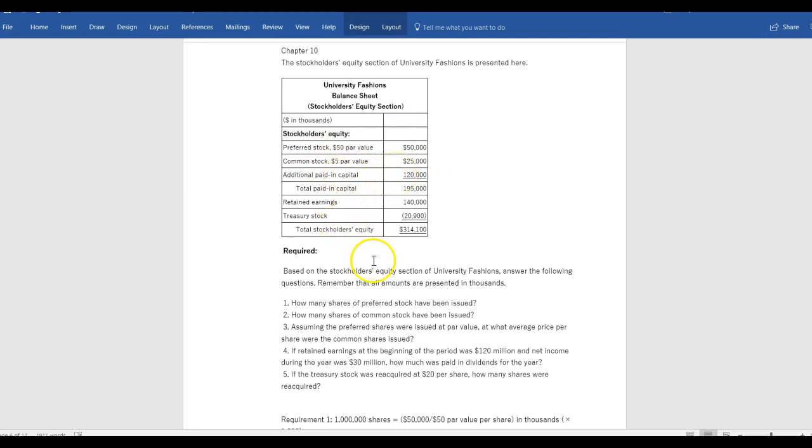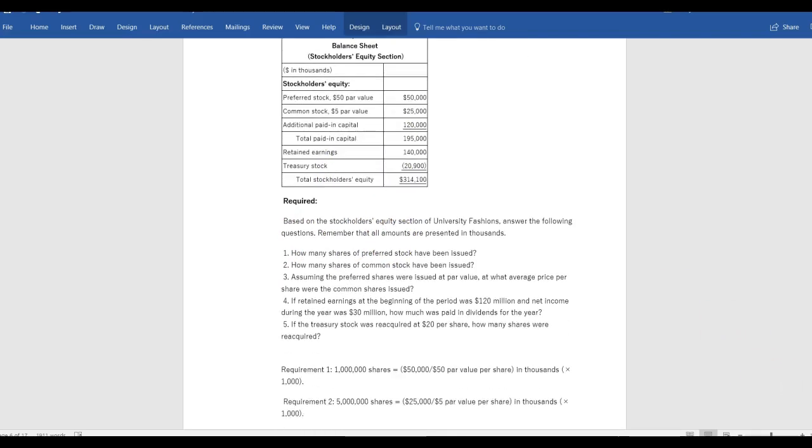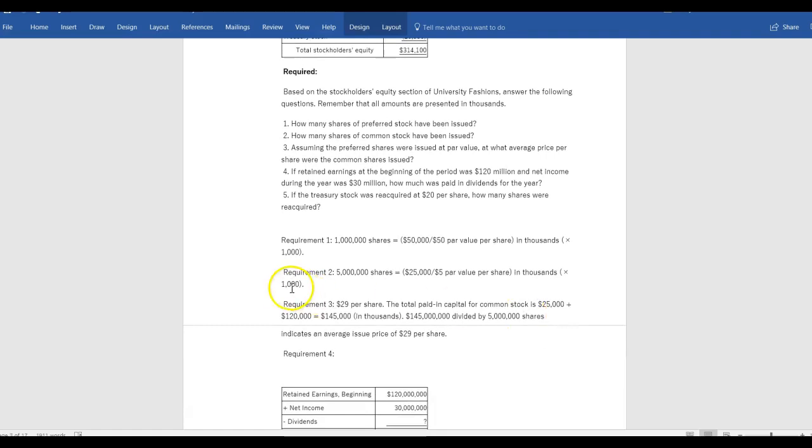So one question may be, how many shares of preferred stock have been issued? Again, we would take the $550,000 sitting there divided by our par value, which would give us 1,000 shares issued. For how many shares of common stock? Same thing. What is our balance, divided by our par value, would give us the number of shares issued.